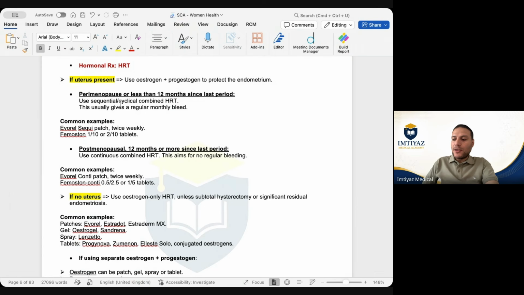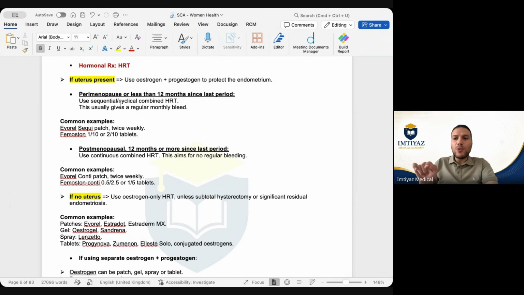Sequential combined HRT, she will take daily estrogen and progesterone every day. So in sequential combined HRT, there is expected bleeding, but in the continuous combined HRT, there is no expected bleeding. We give continuous combined HRT if she's more than 50 or more than 12 months from her menopause. And usually, women less than 50, we give sequential HRT, so they will have a monthly bleed, or every couple of months they will have some bleeding down below.